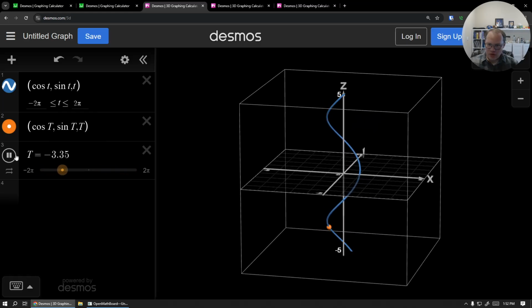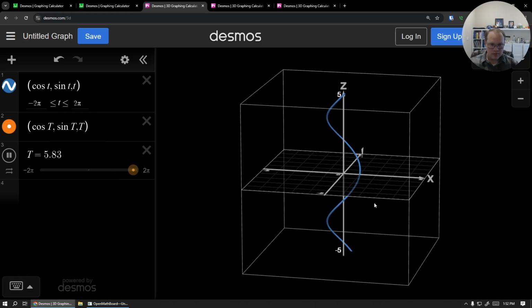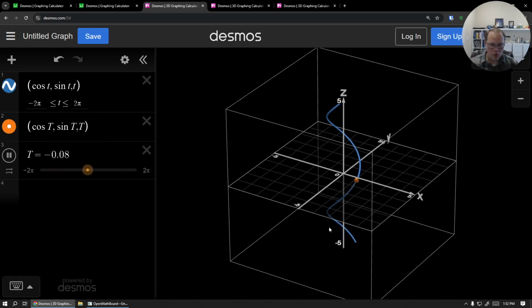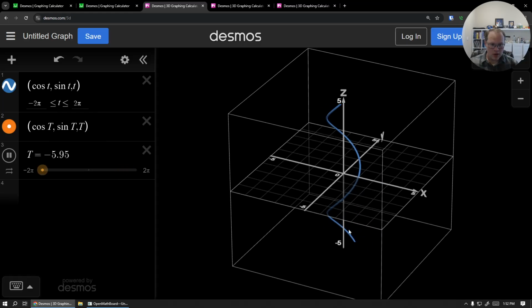But with that extra component, that extra z value of t, not only do we just go around the circle, we also go up, right? As t increases, the z value of the output increases. So we have this corkscrew behavior.